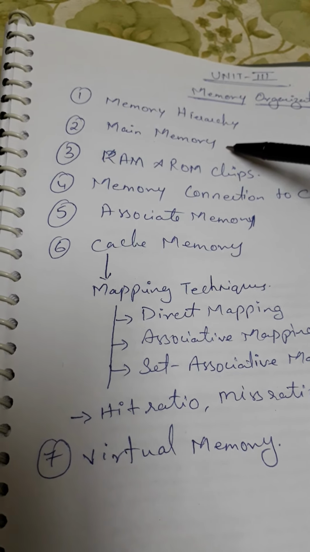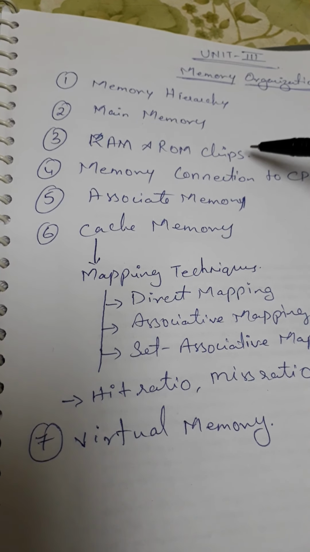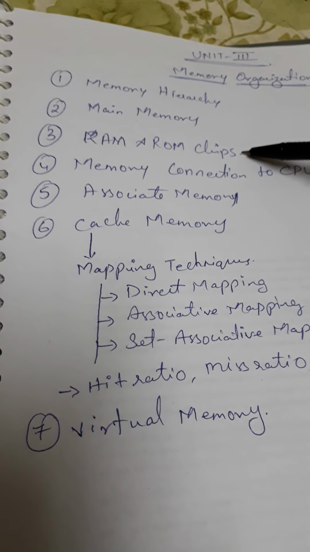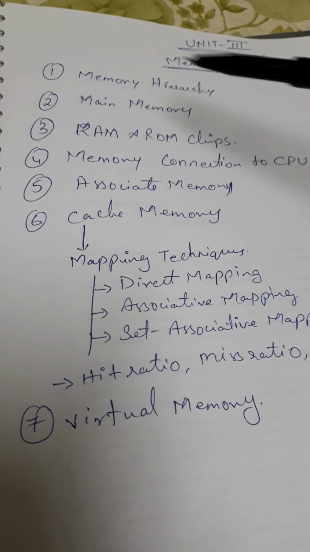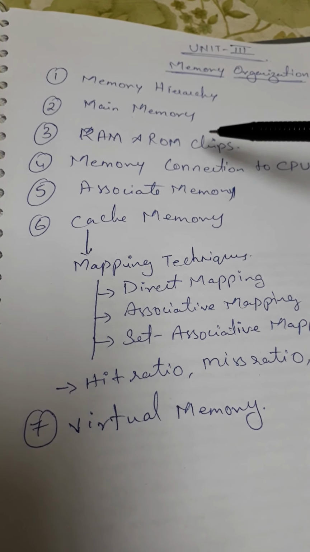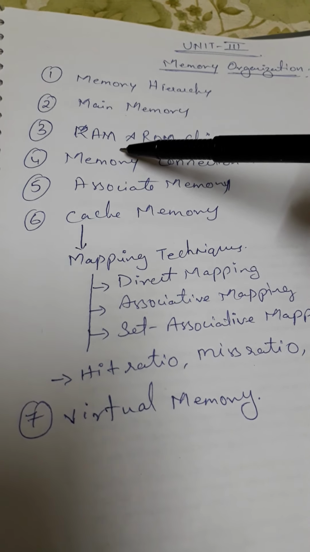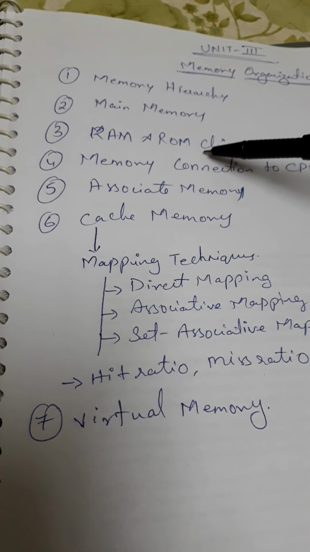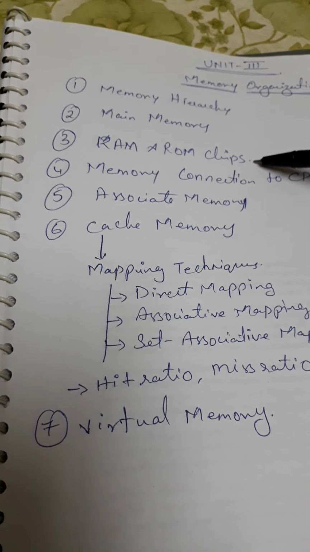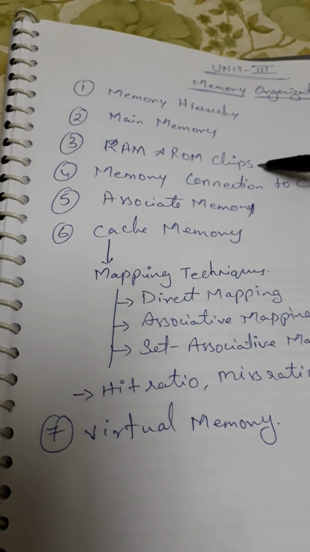In main memory, we also talk about the RAM and ROM chips, because main memory is nothing but the RAM. Along with that, we will also talk about how a RAM chip and a ROM chip look. We will study the structures of it. And then we will try to connect these memories, that is your RAM and ROM, with the CPU and look at one architecture. So that will be your fourth topic.